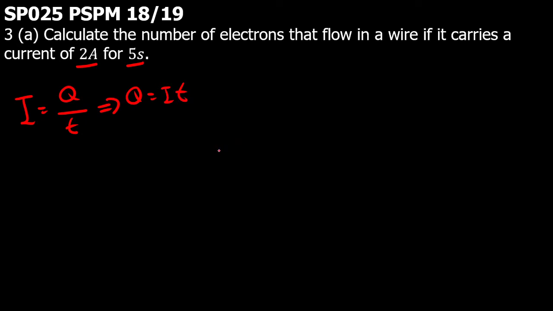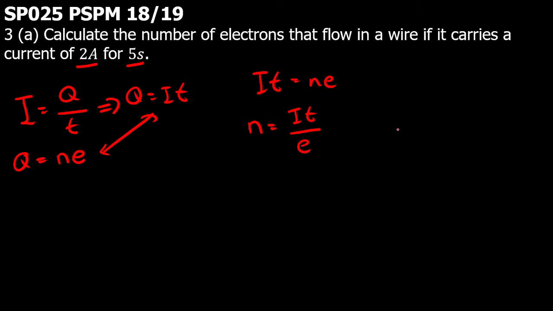Now, at the same moment, the total charge that passes through that point is equal to the total number of electrons that pass through that point times the electron charge. I can equate these two and have this form: IT equals NE. Because I'm looking for the number of electrons, I can rearrange this equation into N equals IT over E.